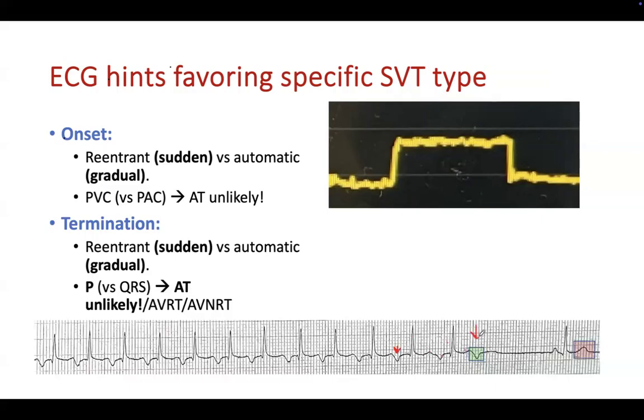Here is the termination. Of course, then it terminates and goes back to sinus. If you terminate with a P wave, you block down the AV node and then it terminates. If this repeatedly happens, it's against atrial tachycardia, because why would an atrial tachycardia stop if the AV node blocks? Atrial tachycardia doesn't care about the AV node, right?